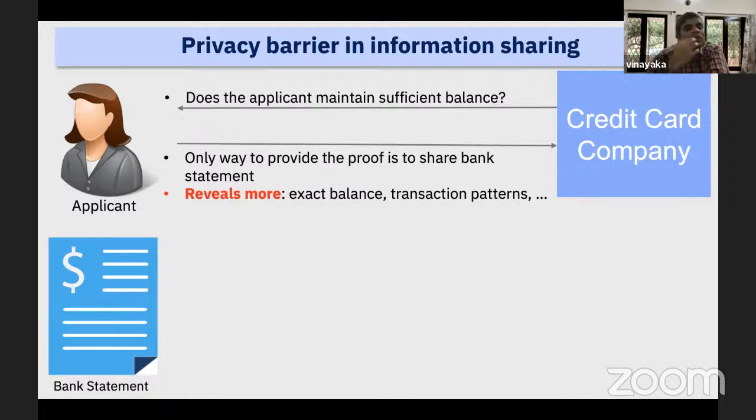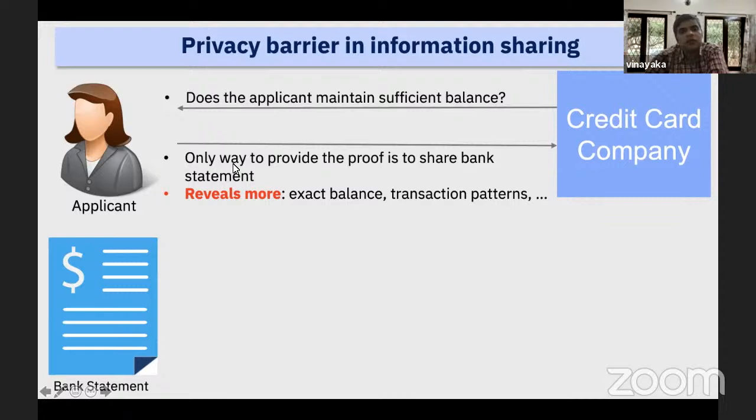Let's assume that there is an applicant, and she wants to apply for a credit card to a credit card company. The main question that the credit card company is worried about before giving a credit card is: does the applicant maintain sufficient balance? Because that's a very simple and essential criterion based on which the credit card company will make this decision.